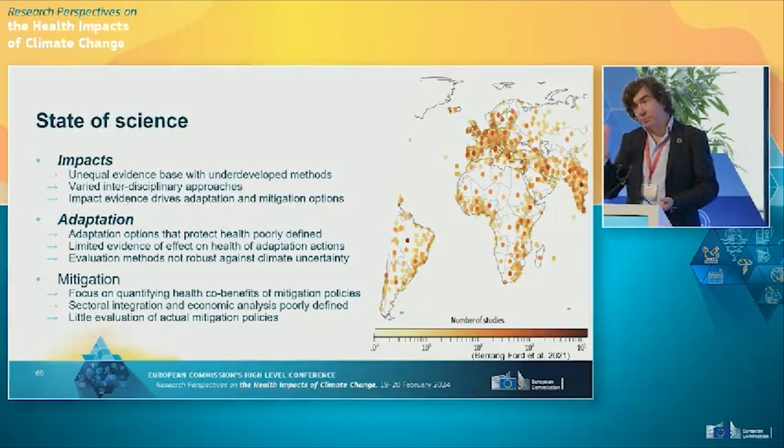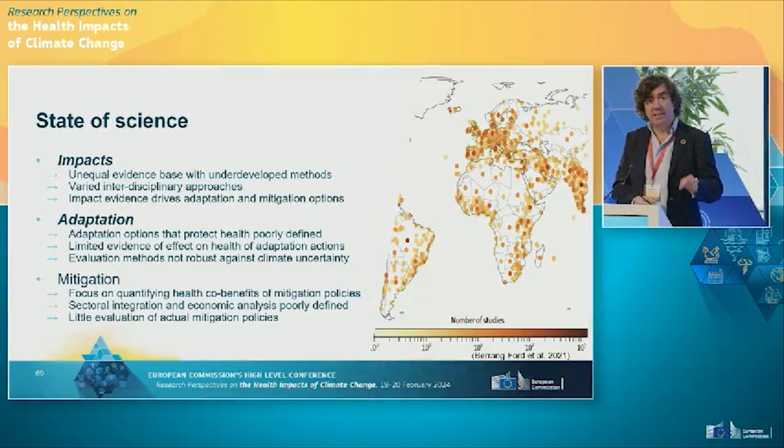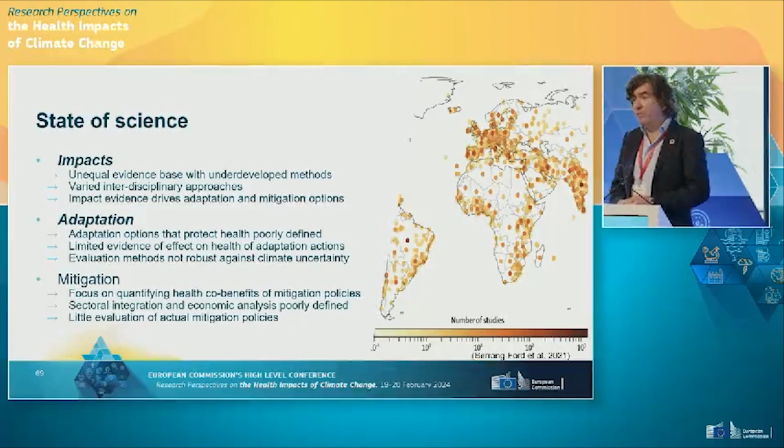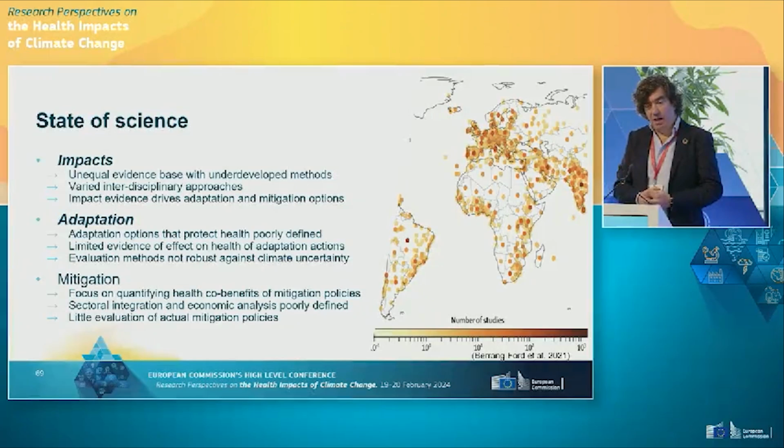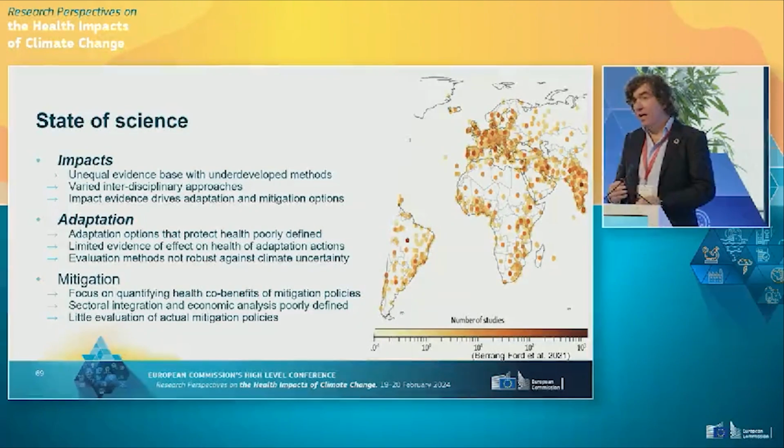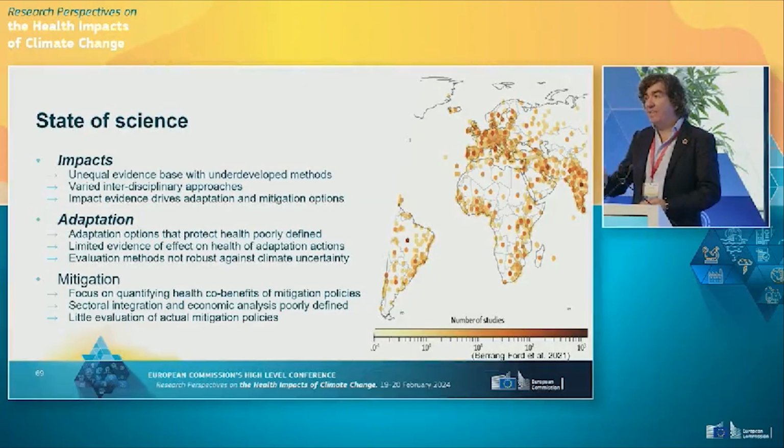Then when we go to adaptation, we just heard from Shari and others on the previous panel that whilst there are loads of adaptations being tried, those that protect health are poorly defined. There's very limited evidence on which adaptation actions, especially in low and middle income countries, actually protect health. And the evaluation methods are very complicated and not really robust against climate uncertainty. If you deliver an intervention that rolls out for 10 years in an uncertain climate, the evaluation of its impact is very complicated and the methods aren't there.